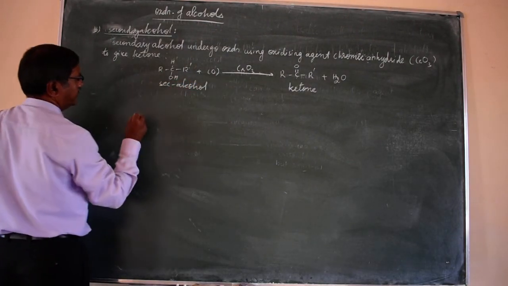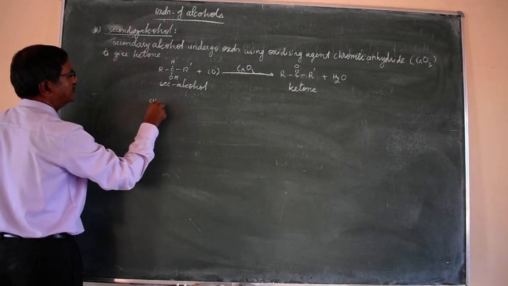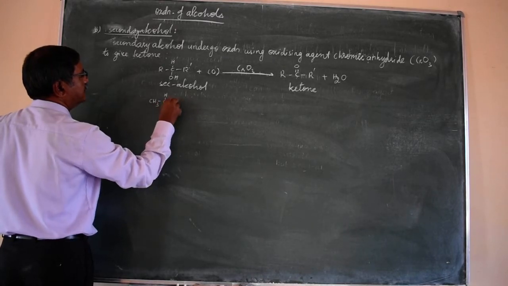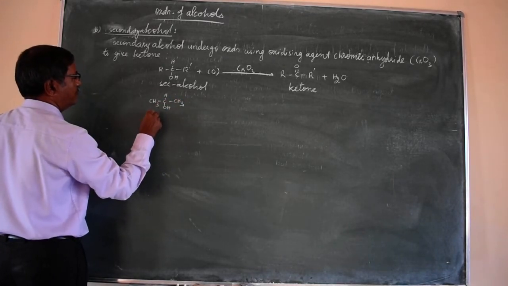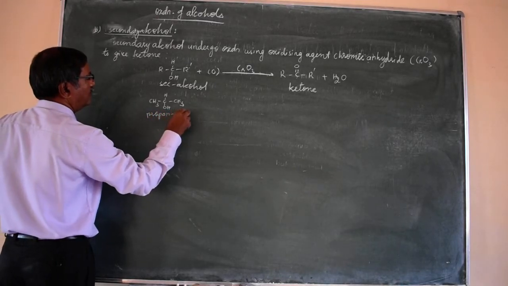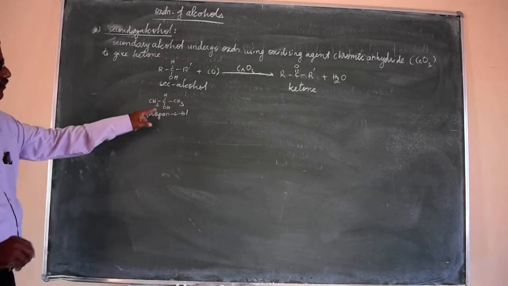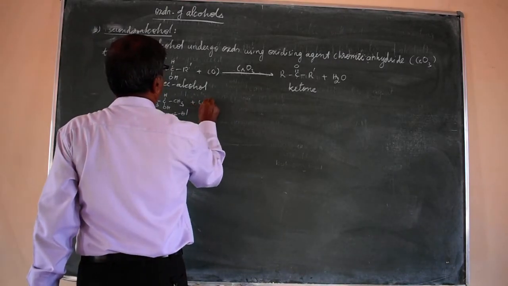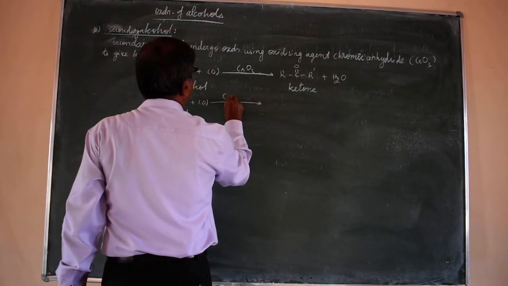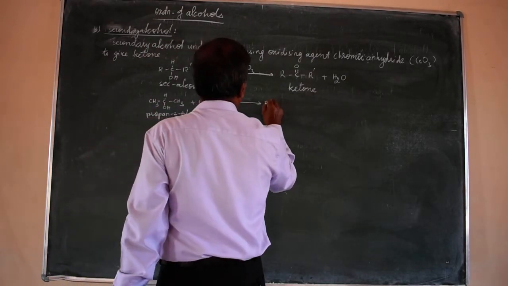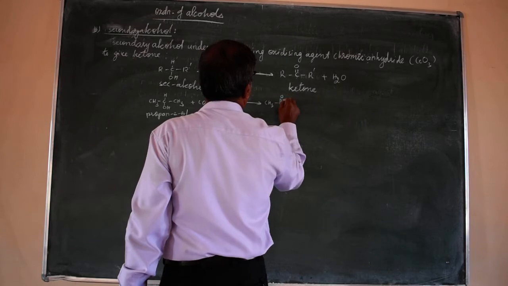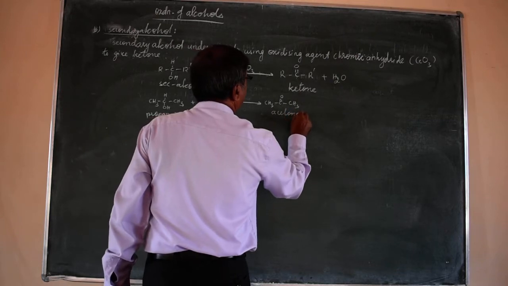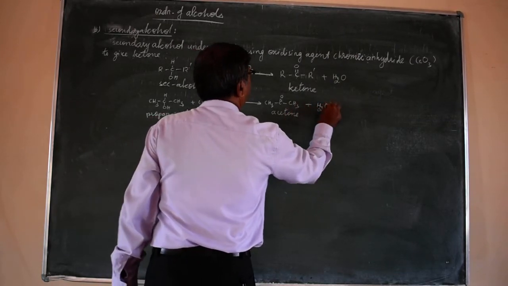Now the example for secondary alcohol. A simple example is CH3-CHOH-CH3, or propan-2-ol. Propan-2-ol is also called isopropyl alcohol. It undergoes oxidation by CrO3. The product is CH3-C=O-CH3. It's a ketone. This ketone is nothing but acetone.